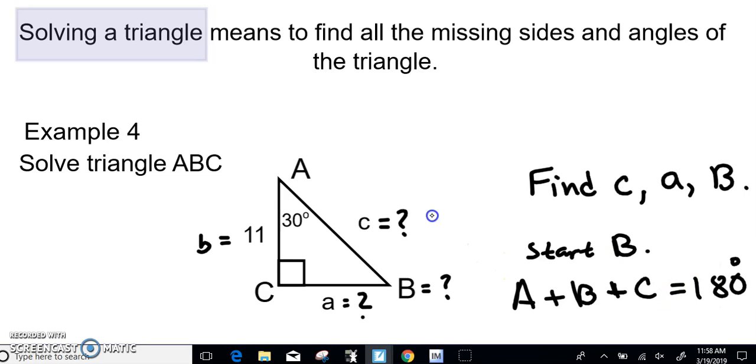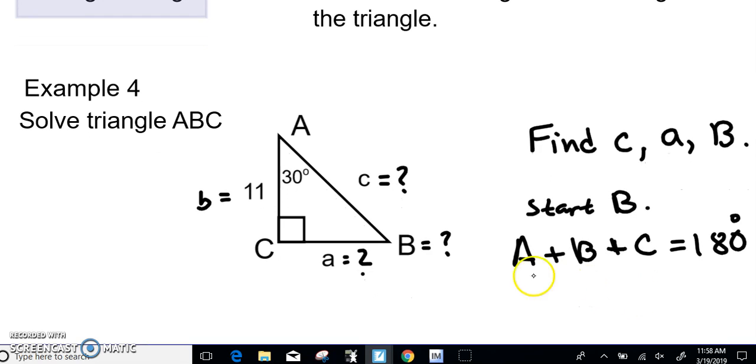So with that, if we already have 2 angles, we should be able to find that third one pretty easily. Here we have angle A right here. We know angle C is 90 degrees. So we should be able to find angle B quick. That should be the very first thing that's easy. So angle A is 30. Angle B we don't know. Angle C we know is 90.